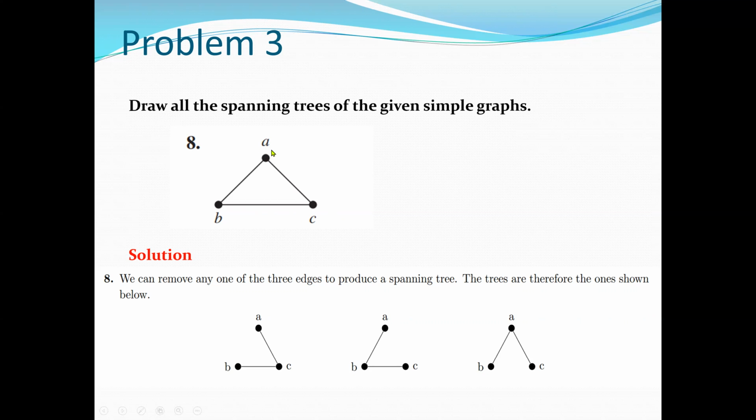So to draw the spanning tree of this, I may remove AB. So I may have ACB. Or I may remove AC and I may have ABC. Or I may remove BC and I may have ABC. These three options are all spanning trees because wherever I start, I can't end at the same place.